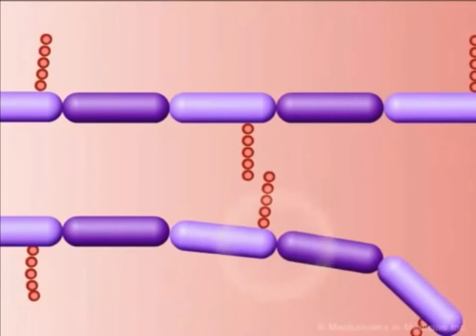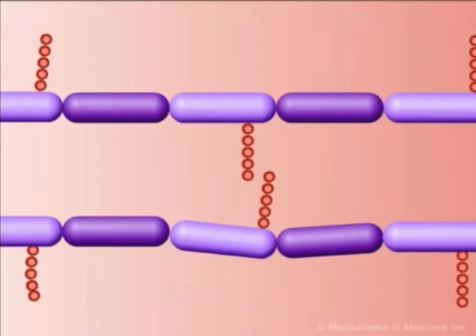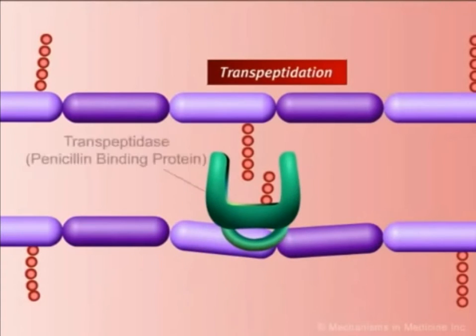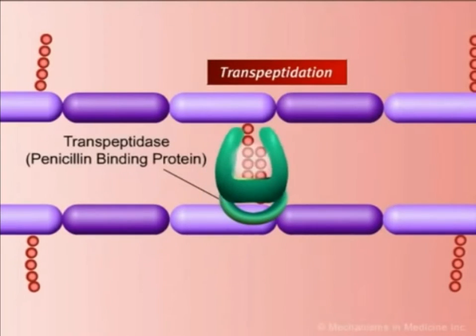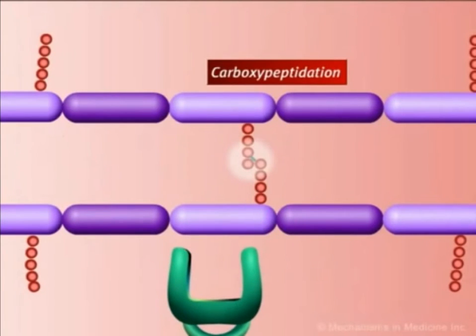Once in the periplasm, the peptidoglycan precursors bind to cell wall acceptors and undergo extensive cross-linking. 2 major enzymes are involved in cross-linking: transpeptidase and D-alanine carboxypeptidase. They are also known as penicillin-binding proteins because of their ability to bind to penicillins and cephalosporins.